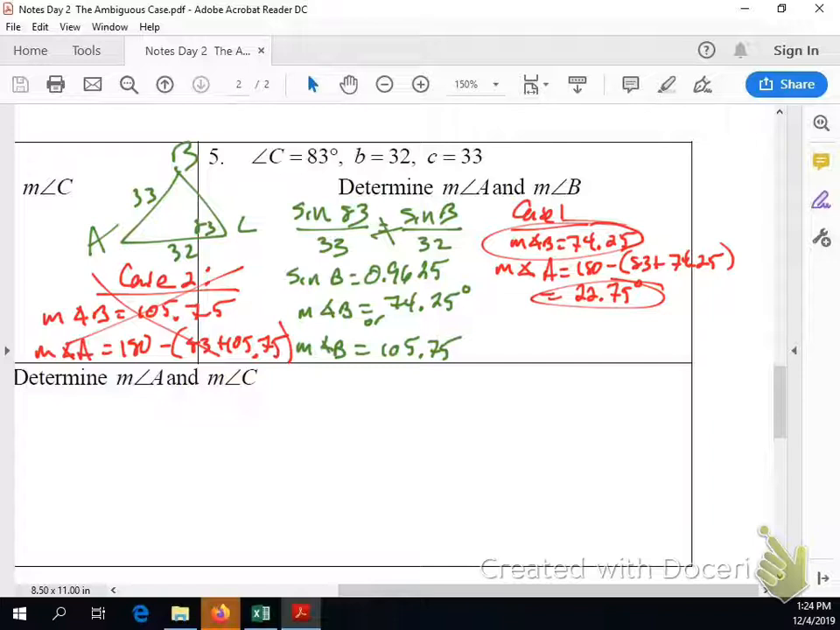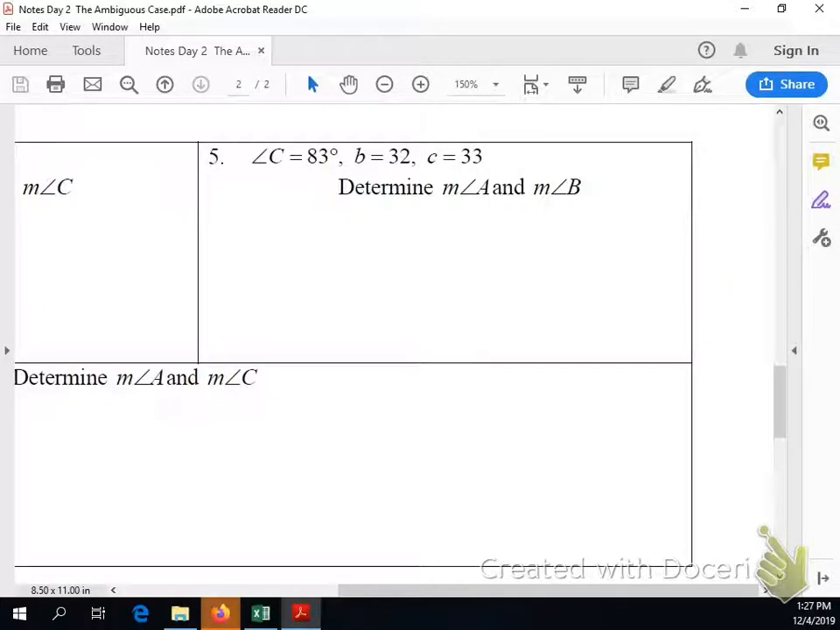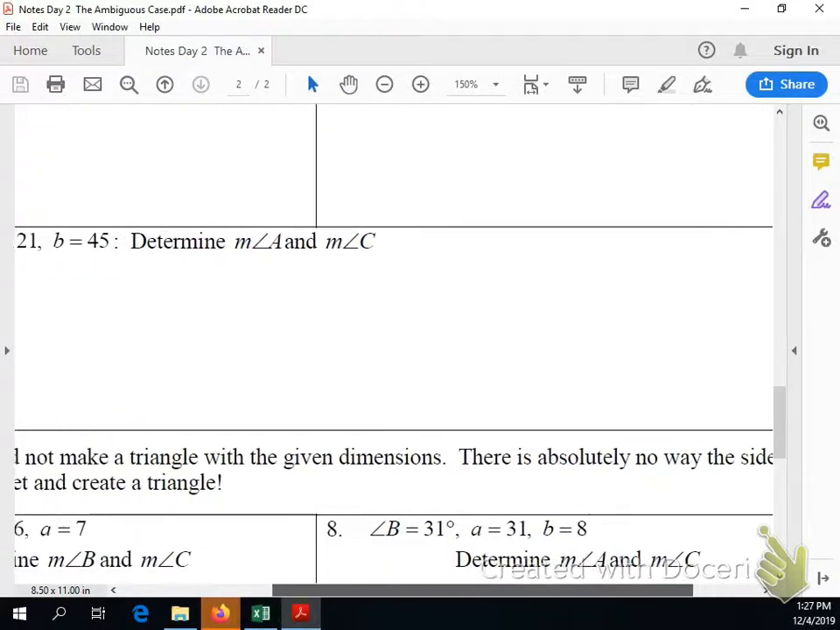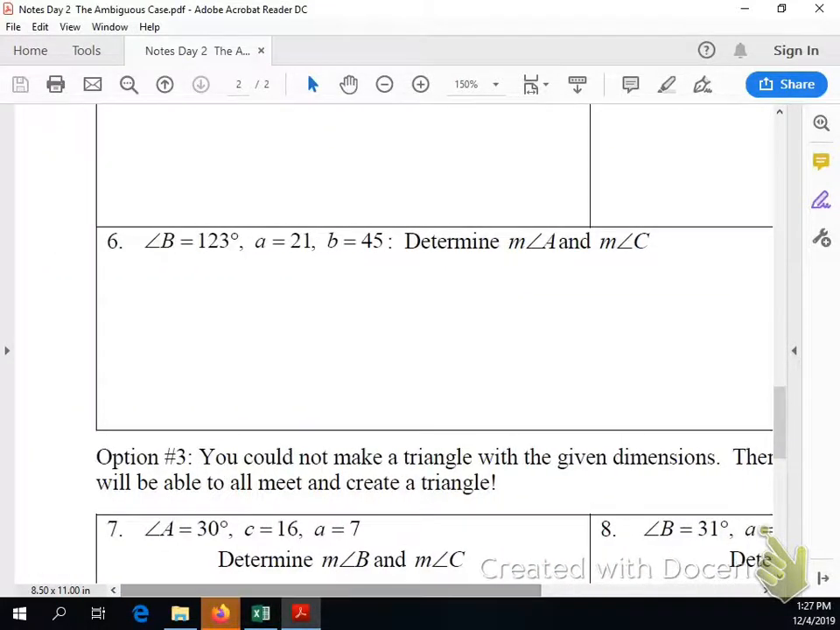All right. So again, just one of our cases should work. The other one should give us a negative angle measure. And so we should be coming up with the measure of angle B being 74.25 degrees and the measure of angle A being 22.75. Okay? All right. Good. Try 6. Again, stop the video, start it back up, and see if you get the same answer I do.